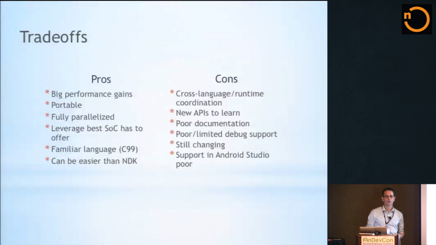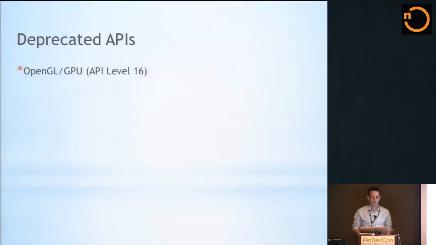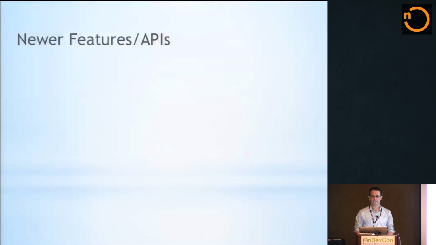The support in Android Studio is a little bit poor and not documented. Like I mentioned before, you have to put your code in a different place than you did traditionally. They've also introduced a support library which takes RenderScript support all the way back to Gingerbread. And unfortunately, that support library will not work with Android Studio. So deprecated APIs, it's really just the OpenGL. All your mesh, program fragments, all the different things that they had added to RenderScript to take advantage of OpenGL, they've now deprecated, and you're not really supposed to use that anymore.